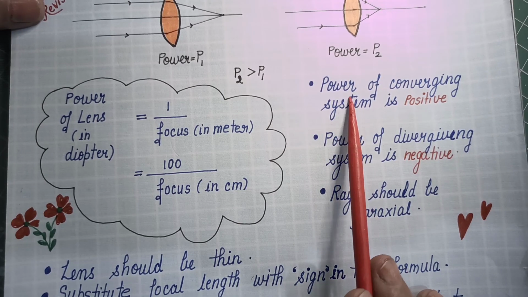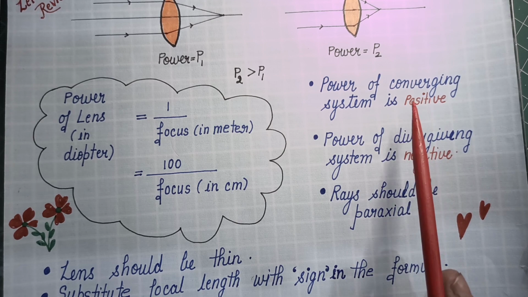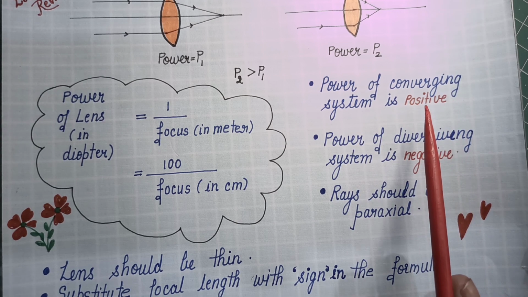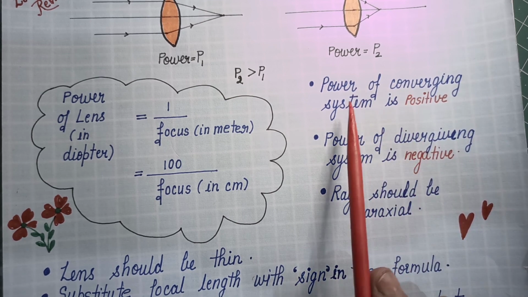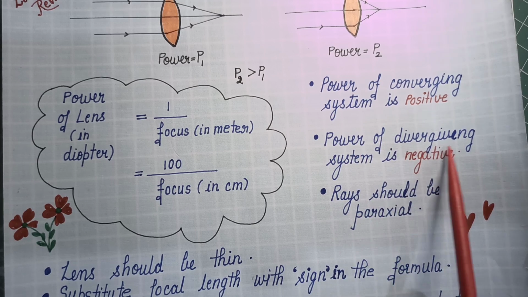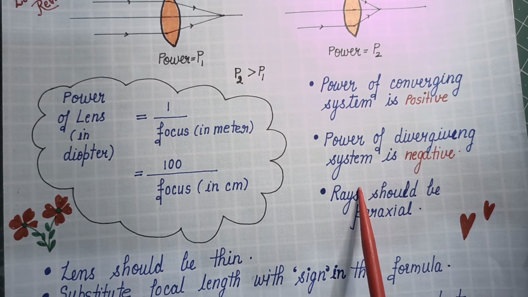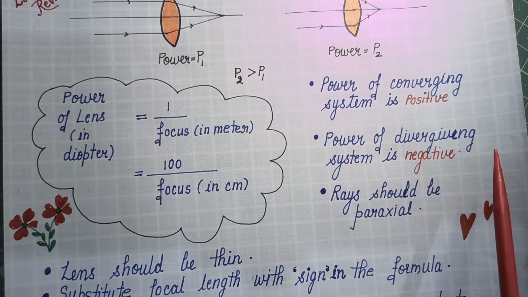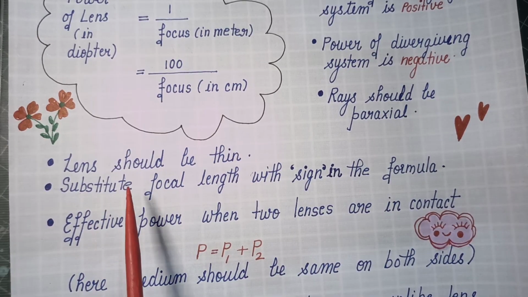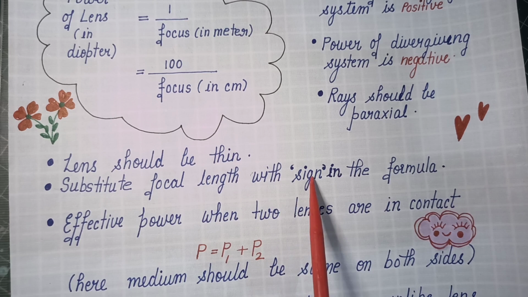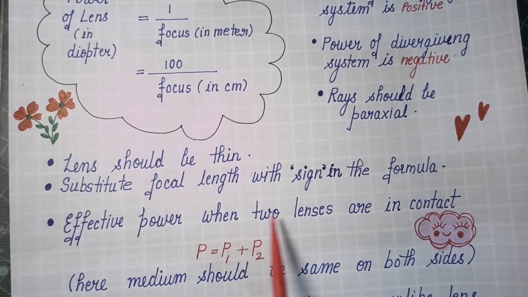Then always remember that the power of a converging system is positive. If in some circumstances a convex lens is behaving as a concave lens, then its power will be negative. So the power of a converging system is positive, and the power of a diverging system is negative. The rays should be paraxial in all the discussions we are going to do, and the lens should be thin. Then children, remember, always substitute focal length in the formula with sign. The effective power when two lenses are in contact will simply be the addition of the power of the first lens and the power of the second lens, with sign.